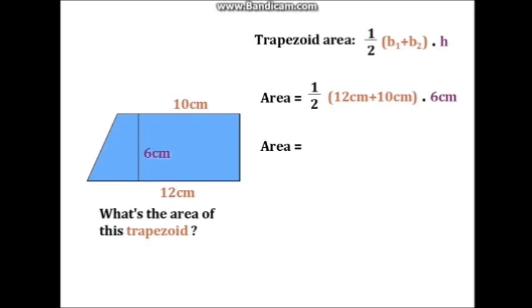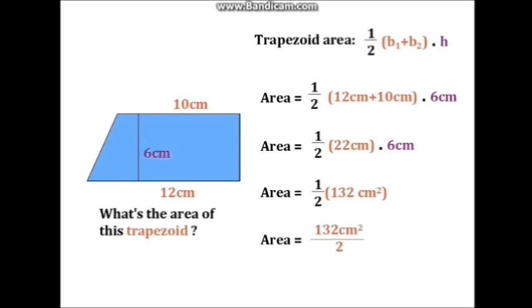You need to add first the two bases, which is 12 and 10, and the sum will be 22 cm. Then, multiply it by the height, which is 6 cm. The product will be 132 square centimeters. Lastly, multiply it by 1/2, then the final answer will be 66 square centimeters.